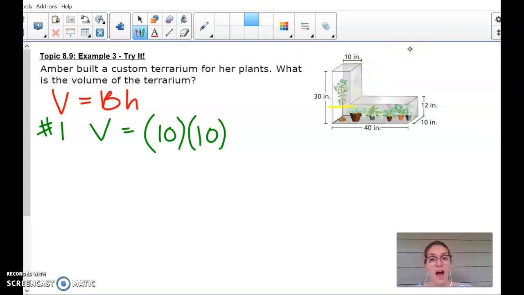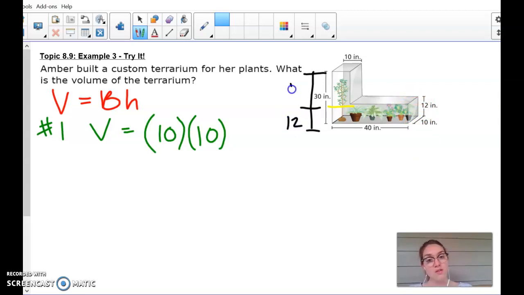Now, I know that the entire height of the terrarium is 30, but if I cut it right there, the bottom height, this piece, that piece, if I keep going that piece and that piece, looks like it's 12. And if it's all 30, 30 minus 12 is going to be 18. So now the height of that top rectangular prism is 18. So now I need to multiply by 18.